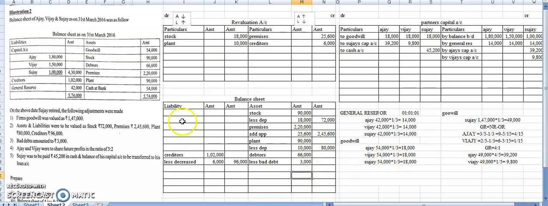Remember one thing, when it is revalued amount which is given of any asset or liability, that will come directly in main column. If it is bad debt or any percentage is given, that we need to deduct in internal column, like bad debt. Less bad debt 3,000. Don't write bad debt in main column directly, because it is not the revalued amount of debtors. Okay. So we need to deduct bad debt from debtors. So I am deducting 3,000. So answer comes to 63,000.